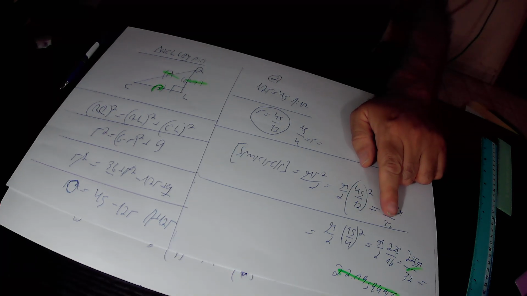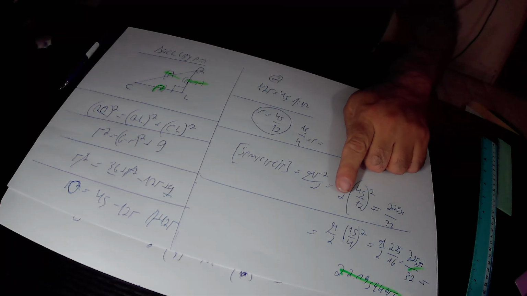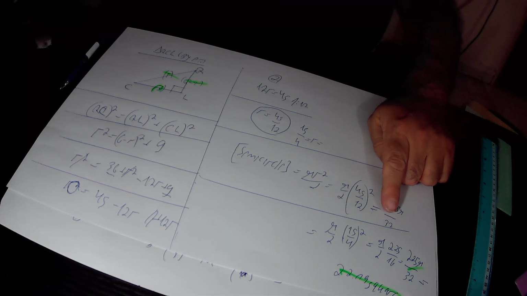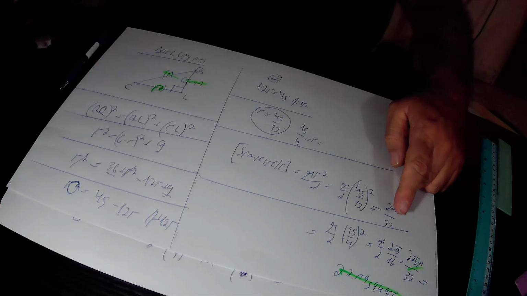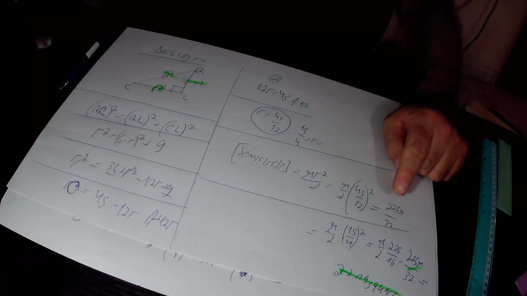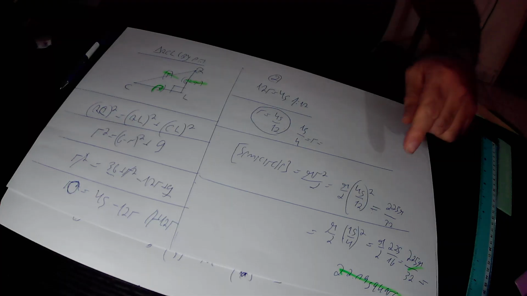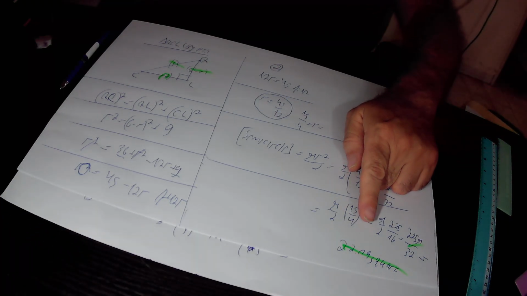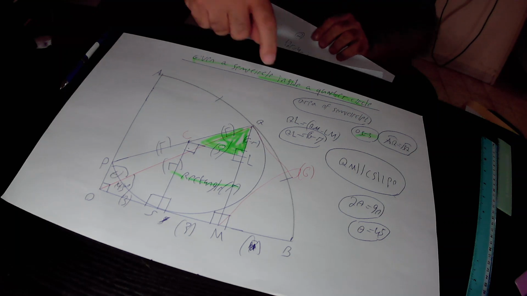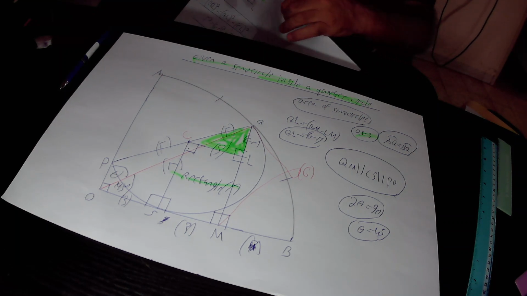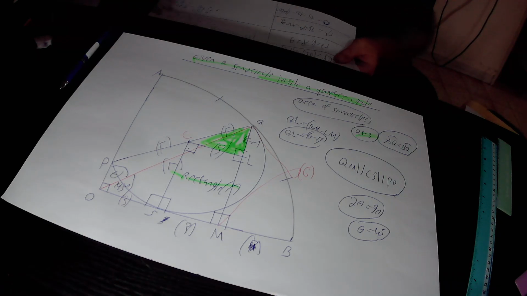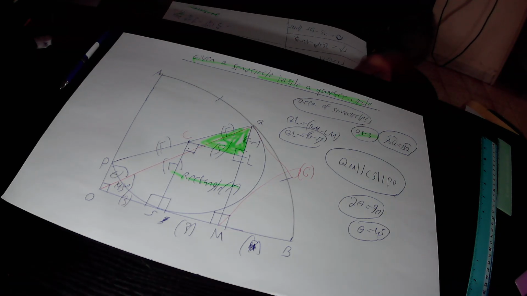15 squared is 225, 4 squared is 16. So in total, this expression equals 225 pi over 2 times 16. 2 times 16 is 32. So in total, the semicircle area equals 225 pi over 32, which equals 22.09 square centimeters. So we have found the area of this semicircle, the area that we are looking for. It is equal to 225 pi over 32 square centimeters. In terms of numbers, the area of this semicircle is equal to 22.09 square centimeters.